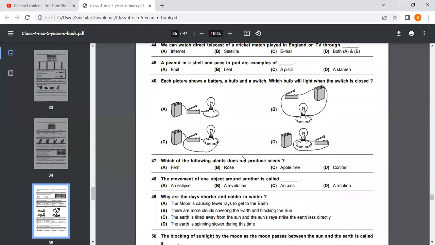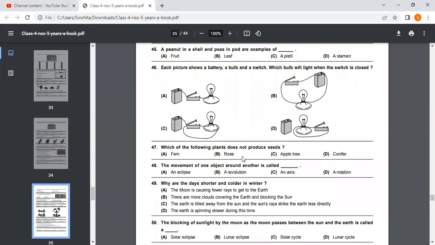Now tell me number 46. Debangshu, tell me number 46. Shruti, you can send me the answer. Ma'am, option B. And 46D. Each picture shows a battery, a bulb, and a switch. Which bulb will light when the switch is closed?